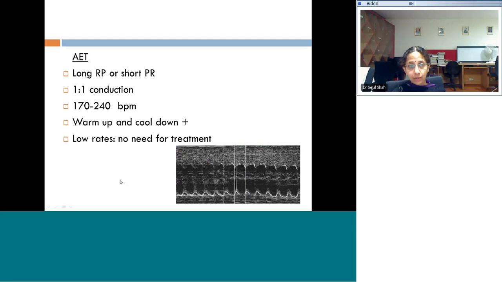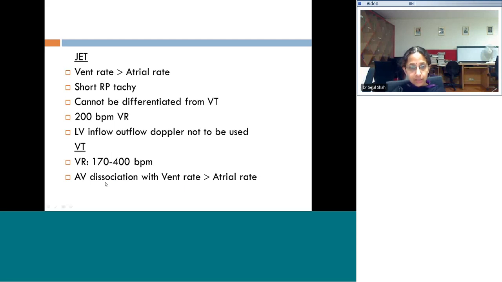In contrast, ectopic atrial tachycardia, which is a long RP tachycardia, the rates are in between. They are usually in that gray zone around 180 to 200. There is a slow warm up and cool down. And here, if the ectopic atrial tachycardia rates are 170, 180, then usually these fetuses can be followed up because the chances of hydrops are less. Junctional ectopic and ventricular tachycardias are difficult to pick up in fetal life. They are much less common.